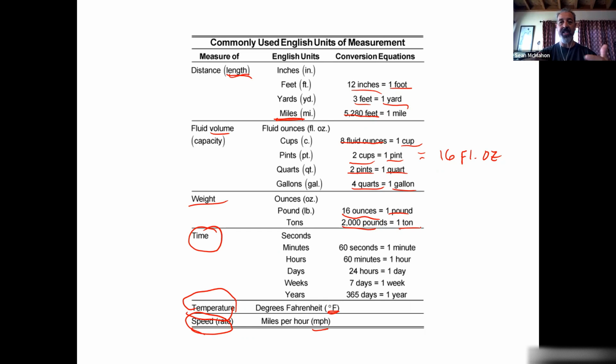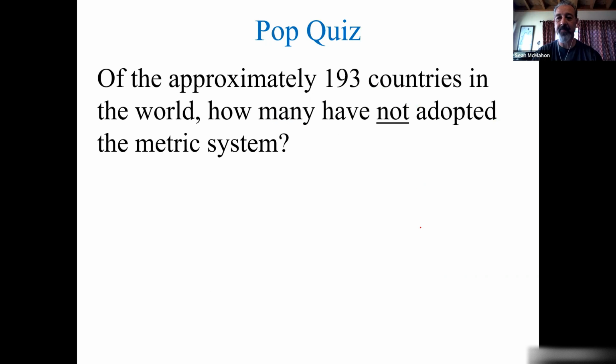But what you kind of see with our system, it's all over the place. I actually think this is a more difficult system because there is no consistency in the numbers. However, we still use it. We're one of 3 countries, and we haven't converted completely to the metric system yet, which is a little surprising. So out of approximately 193 countries, there's only been 3 that haven't adopted the metric system. Everybody else uses the metric system, which we have to learn.